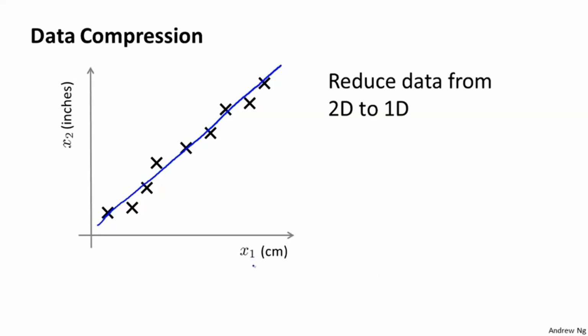And so if the length in centimeters was rounded off to the nearest centimeter and length in inches was rounded off to the nearest inch, then that's why these examples don't lie perfectly on a straight line, because of round off error to the nearest centimeter or the nearest inch. And if we can reduce the data to 1 dimension instead of 2 dimensions, that reduces the redundancy.